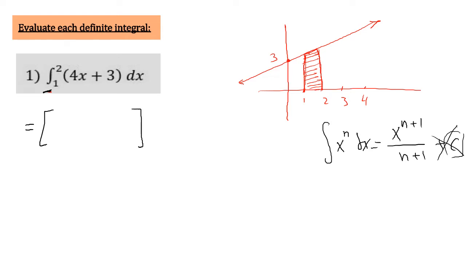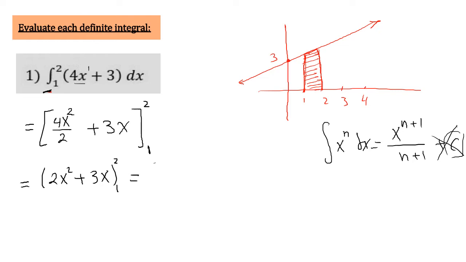So the integration of 4x is 4x, I'm going to add 1 to the exponent, so it's going to be 2 divided by 2, plus 3x from 1 to 2. So 4 divided by 2 is 2x squared plus 3x in simplest form from 1 to 2. And from 1 to 2 it means that I'm going to replace x with 2 and subtract the value when I'm replacing x with 1.